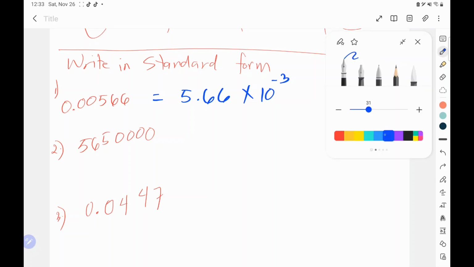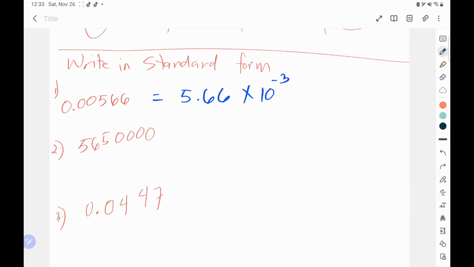Now the question is, where is the original decimal point here? The decimal point is here, correct? Now we put the decimal point there, to make it 5.65, which is less than 10 and greater than 1. Then let's go to the original place value: 1, 2, 3, 4, 5, 6. So that means times 10 to the power of positive 6, not negative 6. Do you understand that? Because the original value is greater than 1.